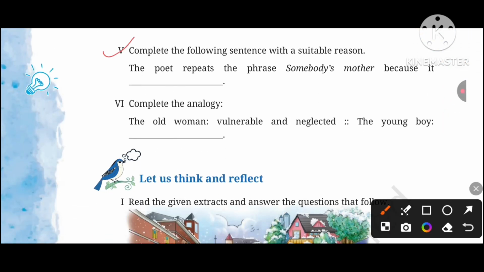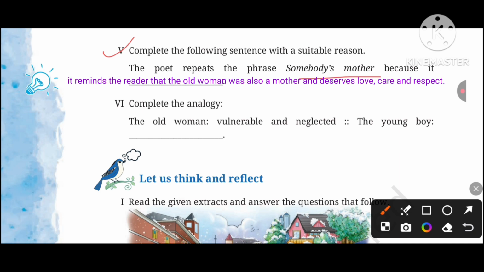Now see the next. Complete the following sentence with a suitable reason. The poet repeats the phrase somebody's mother because it reminds the reader that the old woman was also a mother and she deserves love, care, and respect.